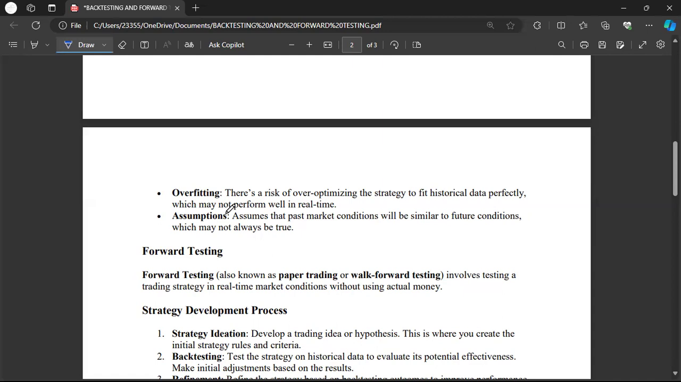I do that. People who follow me or my mentees know that I do backtesting and forward testing before I even come out to give a signal on a particular currency or pair. That is it. Now, 3, assumptions. It assumes that past market conditions will be similar to future conditions, which may not always be true. Like I told you, trading strategies are prone to changes, right? With time, you realize the market conditions are changing.